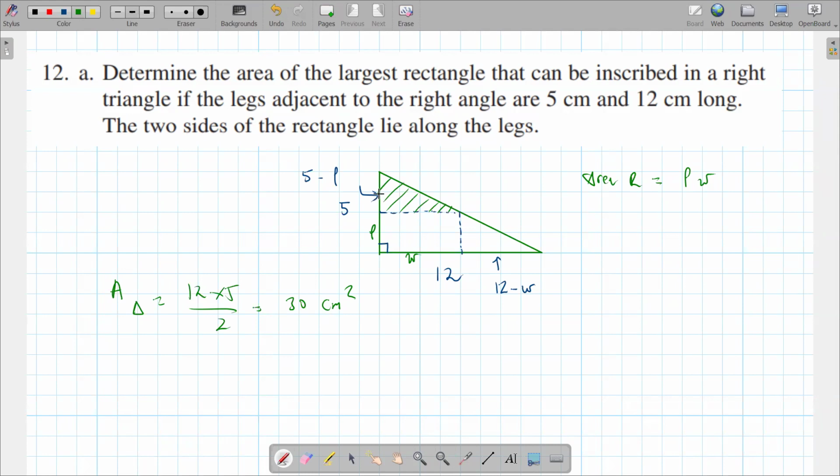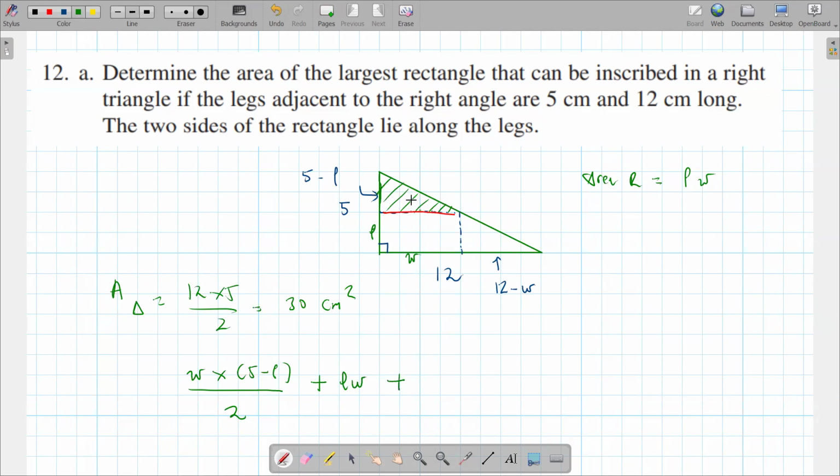What's the base of this triangle? This side, W. What's the height? This height right here, 5 minus L. Base times height divided by 2, so that's the one triangle on the top. Plus this area right here, L times W, the rectangle in the middle.